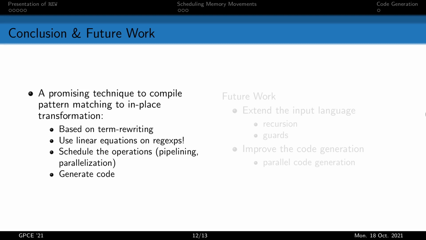In the future, we would like to extend the input language to support recursion and guards in order to be able to perform computations on the values in the nodes as we move them. And now that sequential code generation works, we would like to produce parallel code by applying some information from the schedule that we have harnessed.